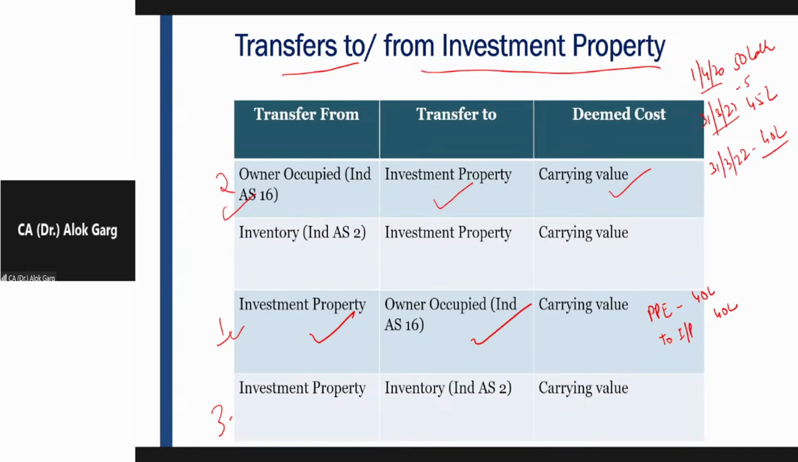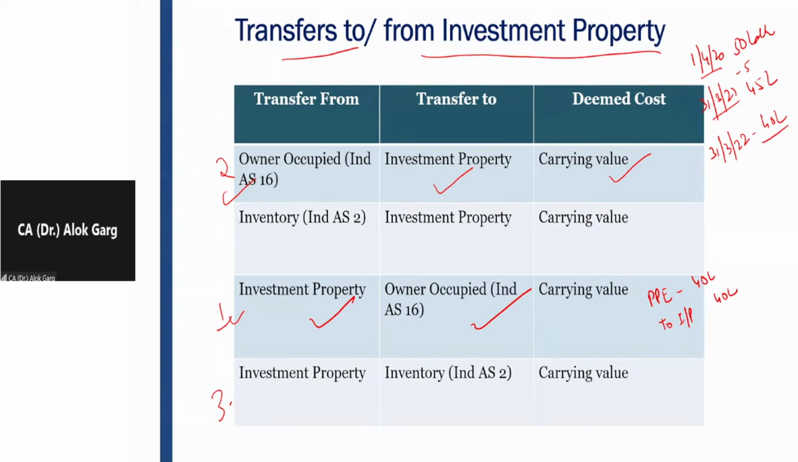So friends, the nature of use has been shifted from IP to inventory. If the nature of use has been shifted from IP to inventory, again the question would arise: what is the opening value of the inventory? The opening value of the inventory is the closing value of the IP. Again, it has to be carried at carrying value. It has to be shown at carrying value, right? Clear?